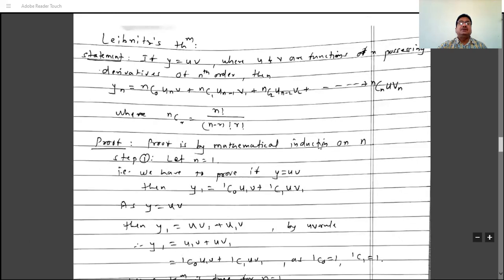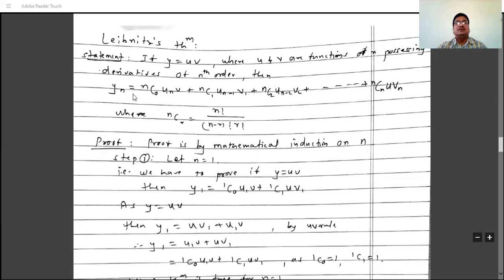In the next lecture we will see the Leibniz theorem. What is the use of the Leibniz theorem? If you read the statement: if y is equal to u into v, where u and v are functions of x possessing nth order derivatives, then yn is nC0 un v plus nC1 un minus 1 v1 plus nC2 un minus 2 v2 plus ... plus nCn u vn. Here nCr is n factorial divided by (n minus r) factorial into r factorial.